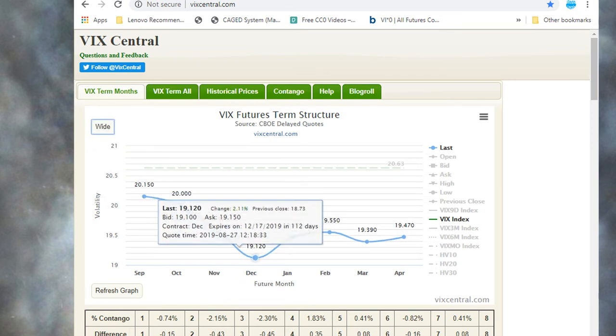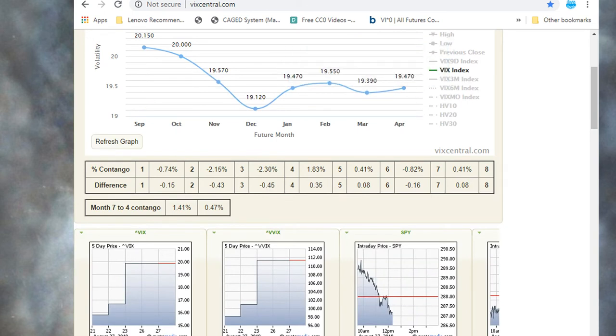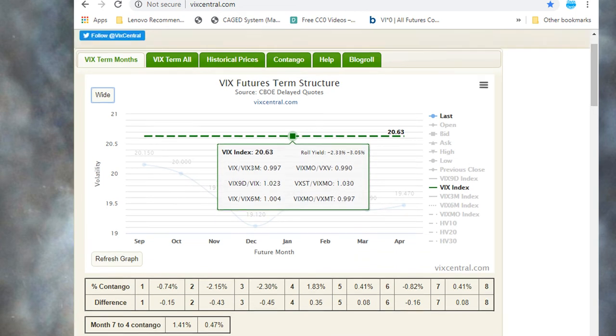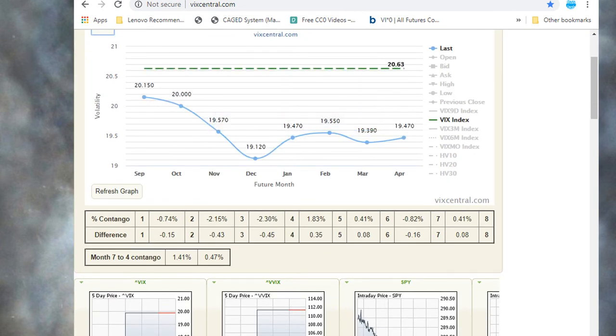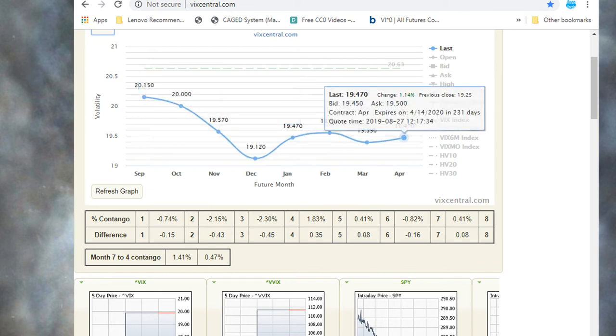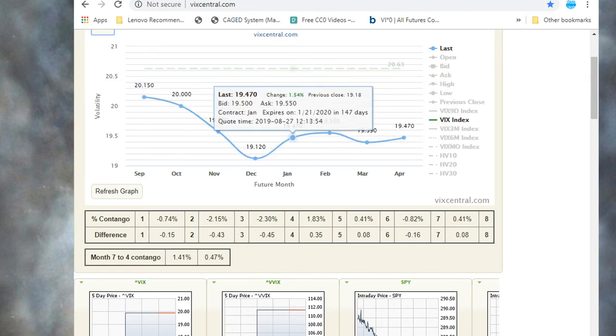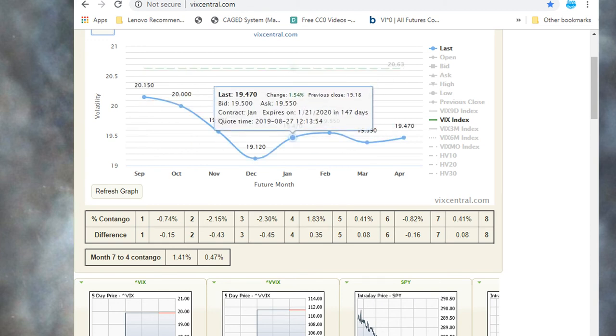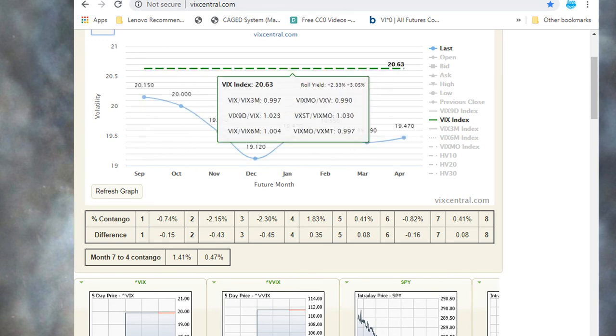I don't think we get a lot of information out of this. If you look at these numbers down below, month 7 to 4 contango, 1.4%. That is relatively flat here. So what this curve would really like to do is have spot go to 18 and then rearrange itself back into contango. But now we're in this elevated state. And as I said before, the longer we stay in an elevated state, these futures are going to get sucked up towards spot. If spot's not moving, then the futures are going to get pulled up towards spot.